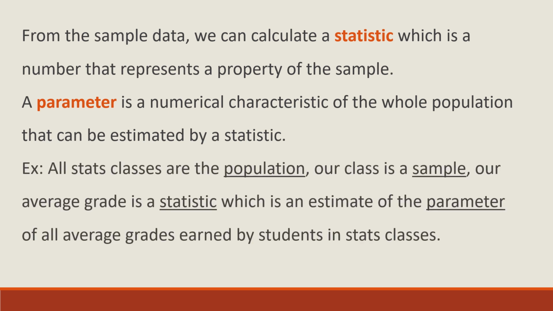For example, all stats classes are the population. Our class is a sample. Our average grade is a statistic, which is an estimate of the parameter of all average grades earned by students in stat classes. One way that I remember this is that statistic and sample both start with S, and parameter and population both start with P. So I know when I'm talking about a statistic, I'm talking about the sample, and when I'm talking about a parameter, I'm talking about the population.